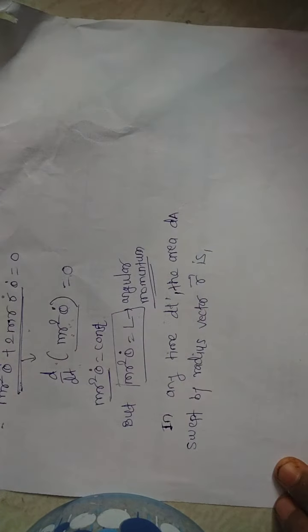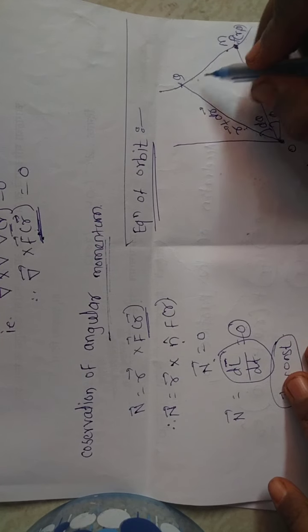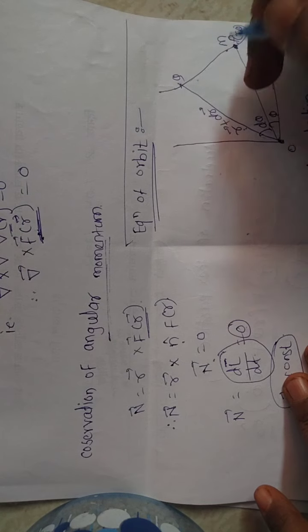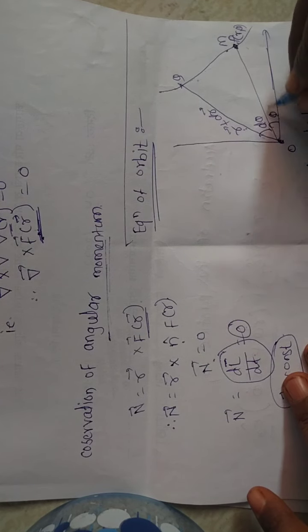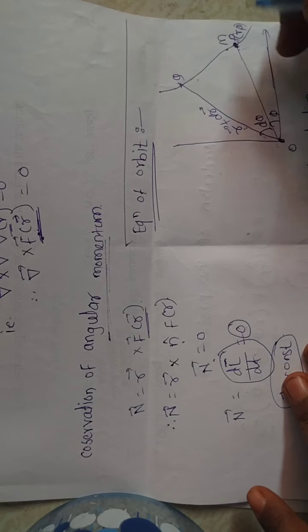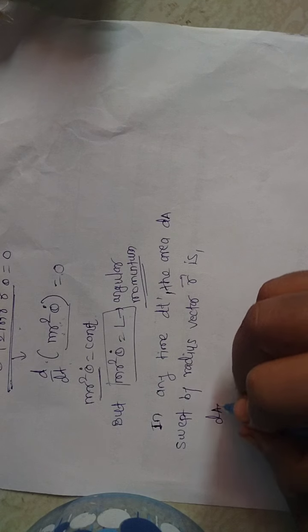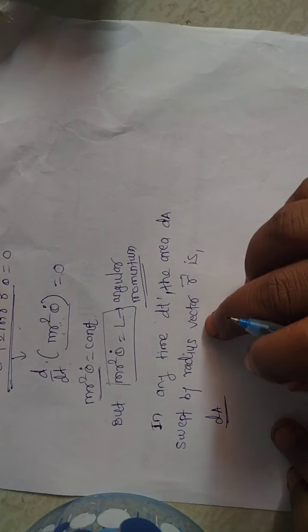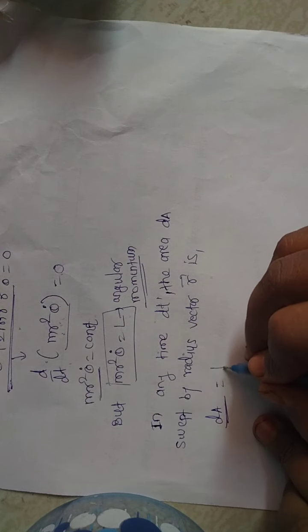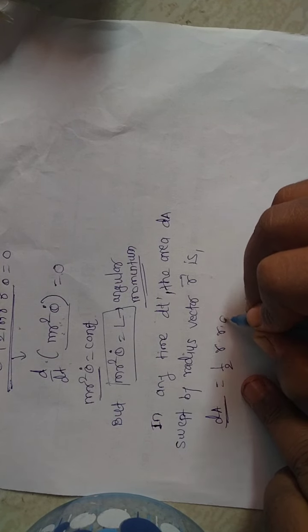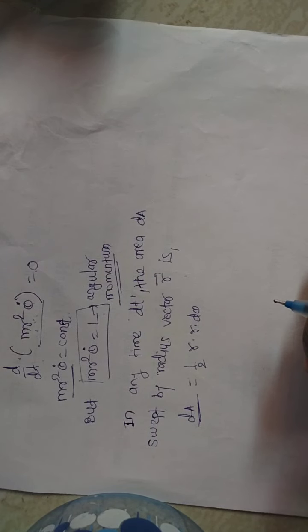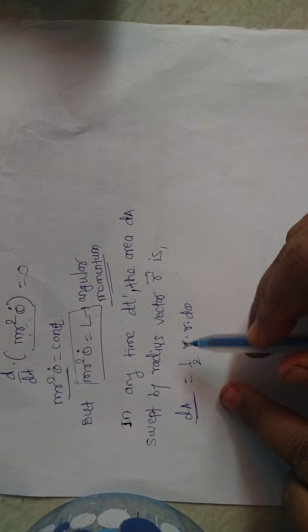We will calculate the area as the particle travels from this point to this point, and how much area it has swept. We calculate area as height into breadth, so the height is this and we calculate the breadth with respect to this point. That area is dA. So at any time dt, the area dA swept by this radius vector r bar is 1/2 base into height, and according to this formula we will calculate this area.